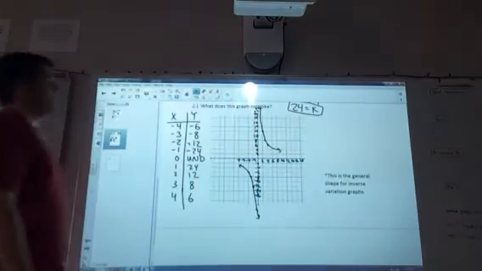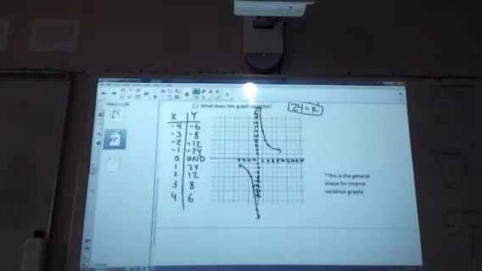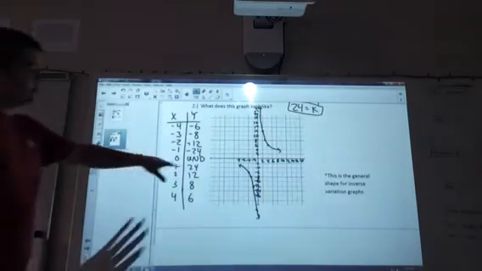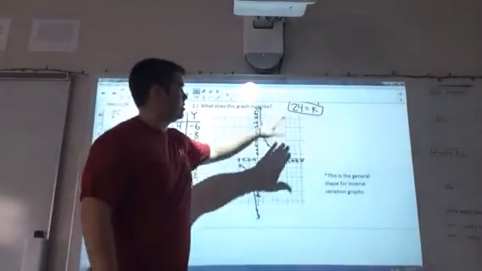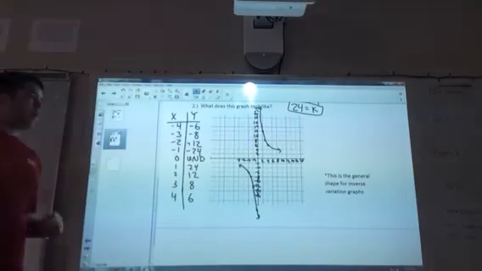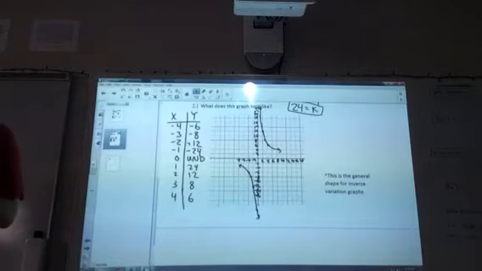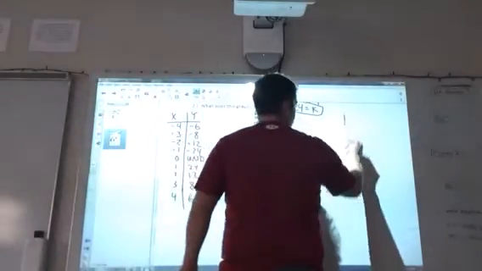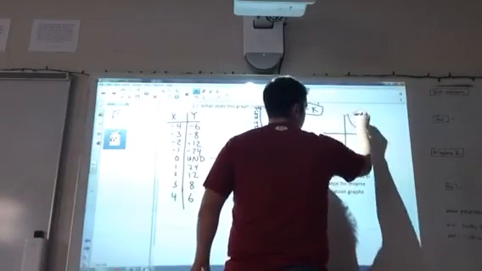Okay. What you get here are two different pieces to the graph. Obviously, we have part of it down here in negative land, the other part up here in positive land. This is the general shape for inverse variation graphs. Okay? And obviously, that's going to change based on what the equation exactly entails. But generally, you're going to see this pattern a lot. This kind of thing.